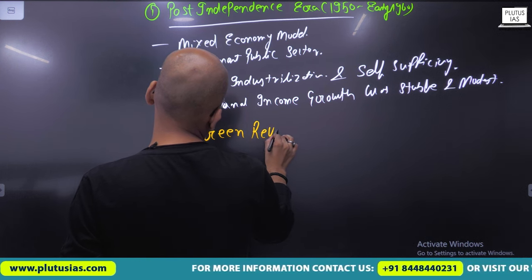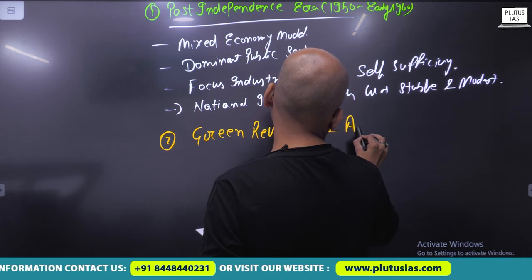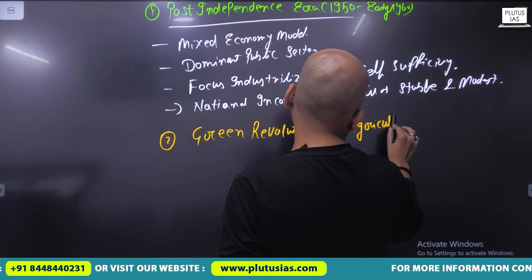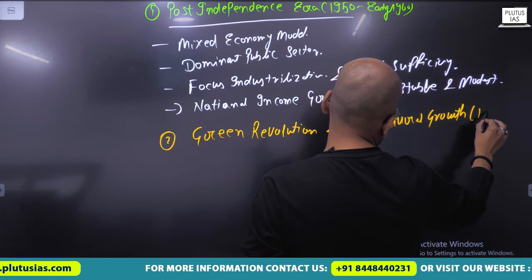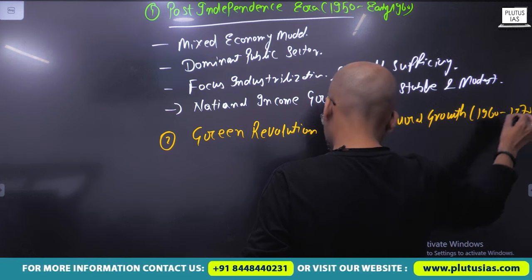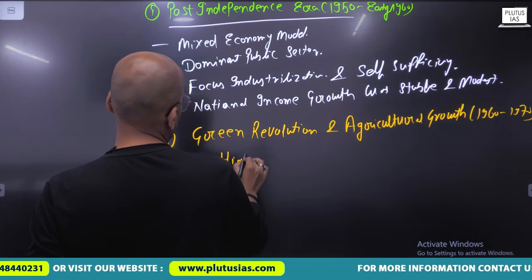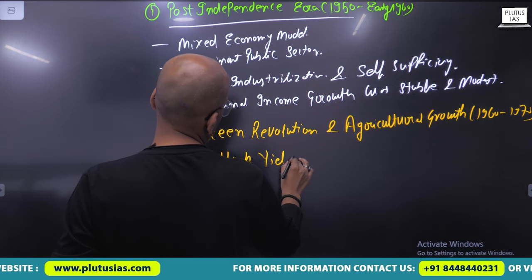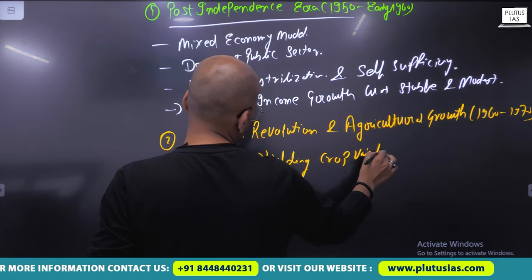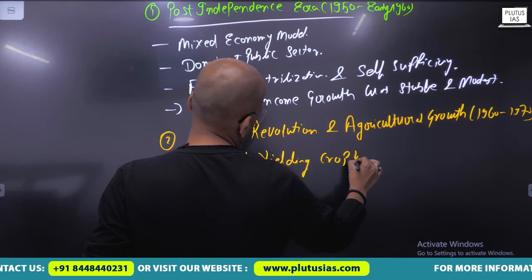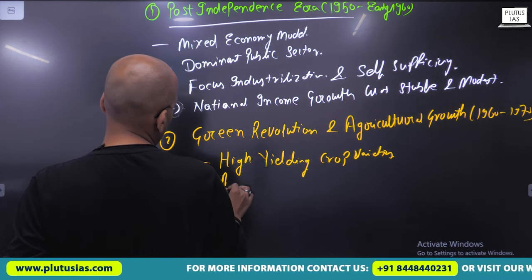So Green Revolution and agricultural growth. The period is from 1960 to 1970. So what happened in Green Revolution? High yielding crop varieties. High yielding seeds were introduced, due to which high yielding crop varieties. Modern farming techniques were introduced.